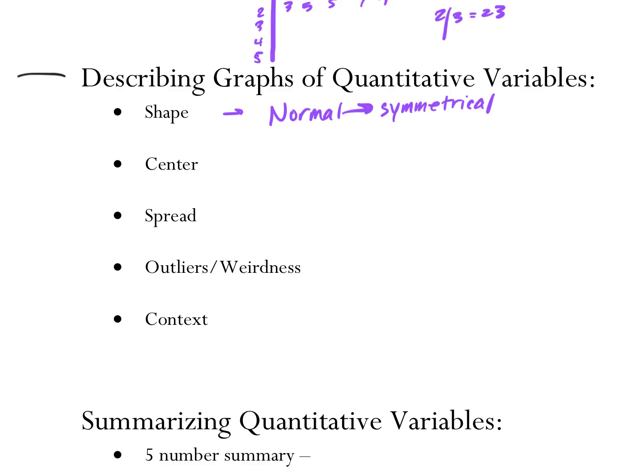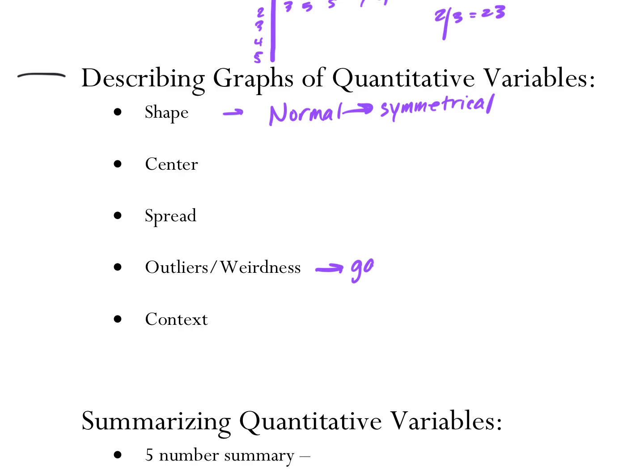Okay? You can have symmetric that is bimodal. You can have symmetric that is uniform. Okay? The other thing is, if I ask you to describe the graph of a distribution, I want you to only describe the shape. If I say describe the distribution itself, I want you to describe the shape, the center, and the spread. Is everybody good?